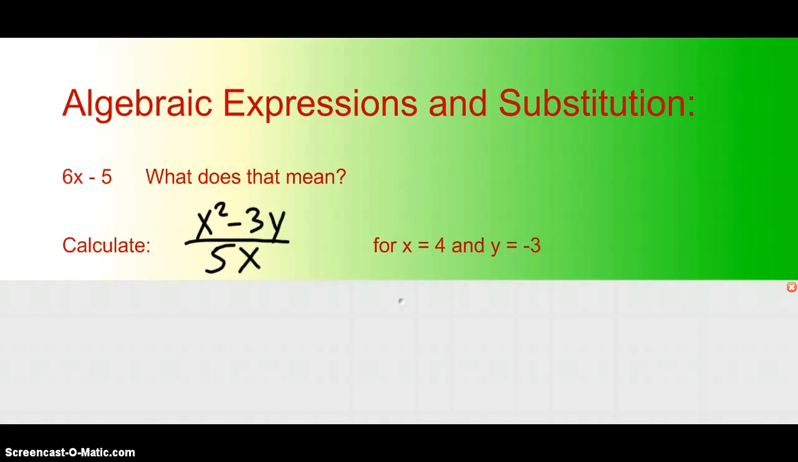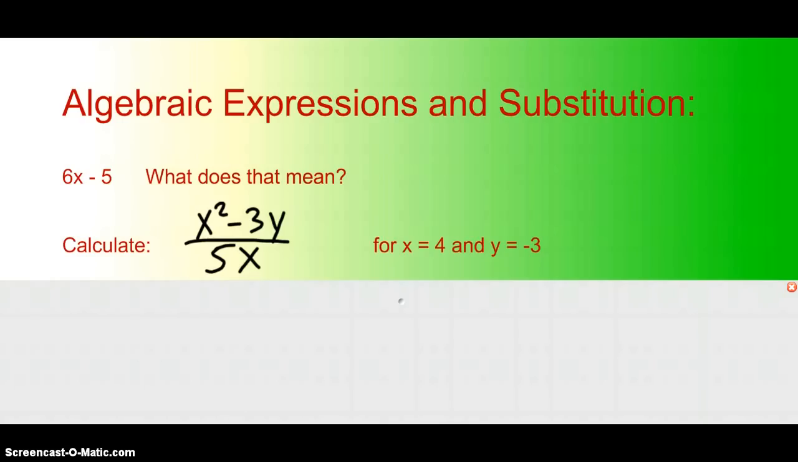But an expression acts just like a rule, where that expression says I have some value x. I'm going to multiply that value by 6, and then I'm going to subtract 5 from that. It is not solving steps. We are simply looking at a rule that we can use to follow.